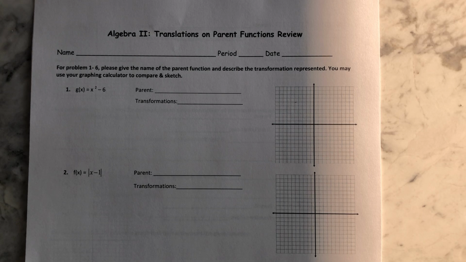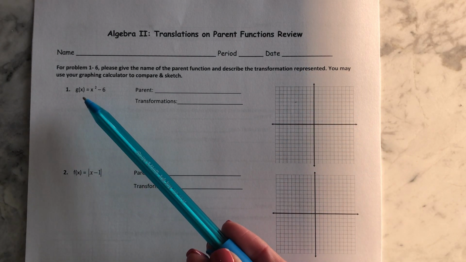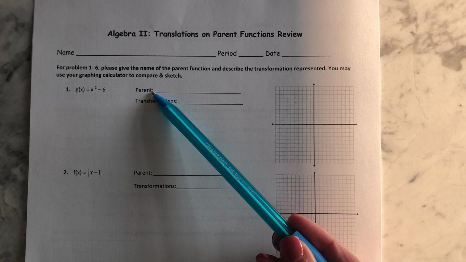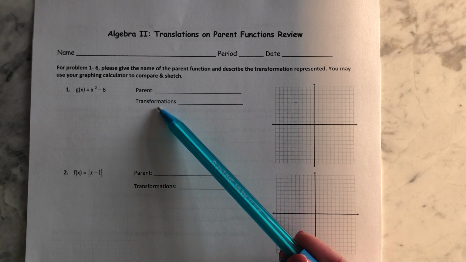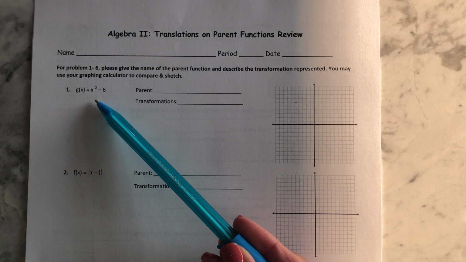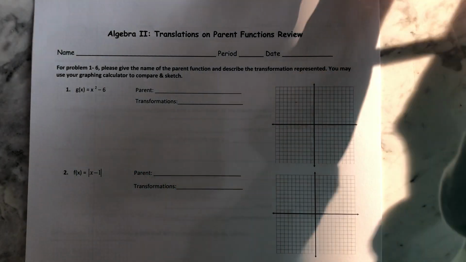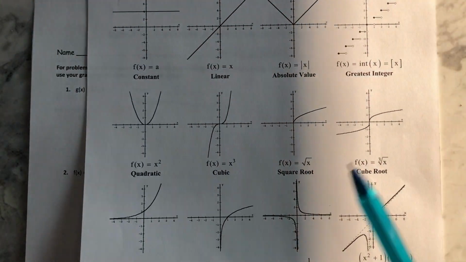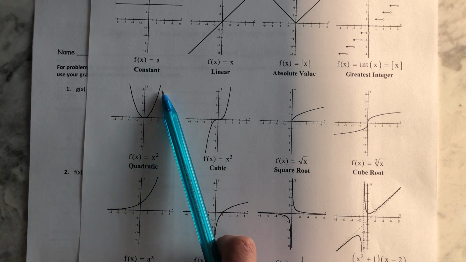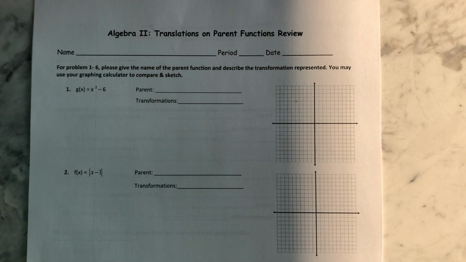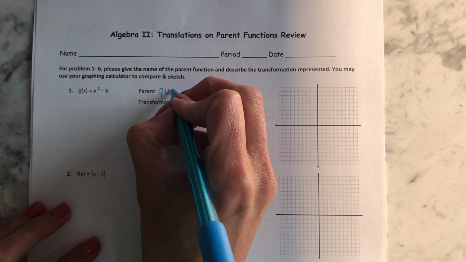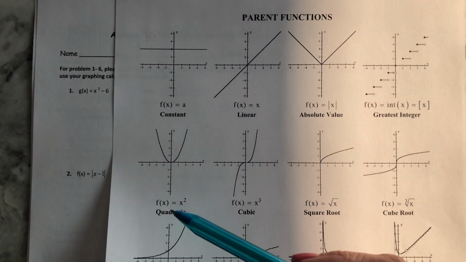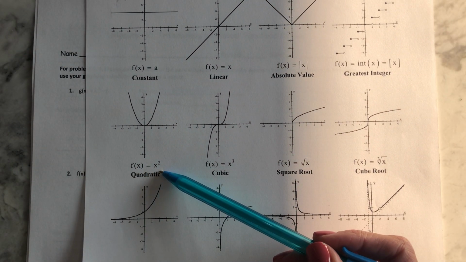Number 1 says g of x equals x squared minus 6. We want to know what's the parent function and what transformations will be applied to this parent function. I can look at my parent function sheet and I see that the x squared would be the quadratic, and it's going to make that parabola, that U shape. So my parent function is the quadratic, and the parent function equation is f of x equals x squared.